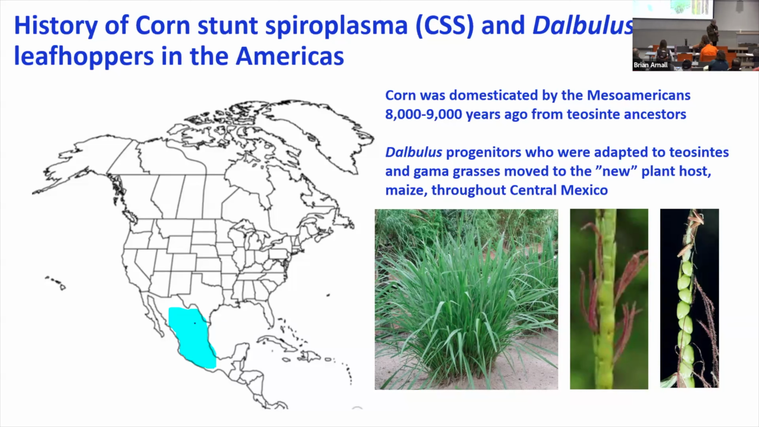At the same time, there were a group of leafhoppers that colonized and used the early teosintes as a host. These were the Dalbulus progenitors who were adapted to teosintes. As maize developed and evolved, was selected for more maize-like characters, those Dalbulus leafhoppers moved out into these new types of plants.